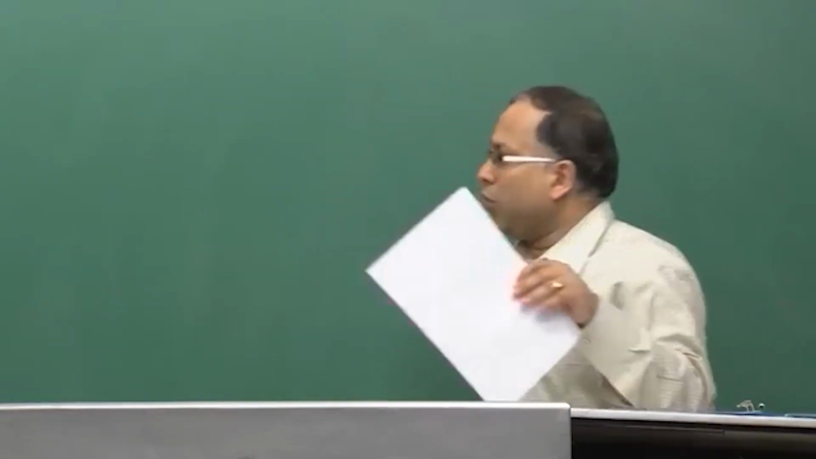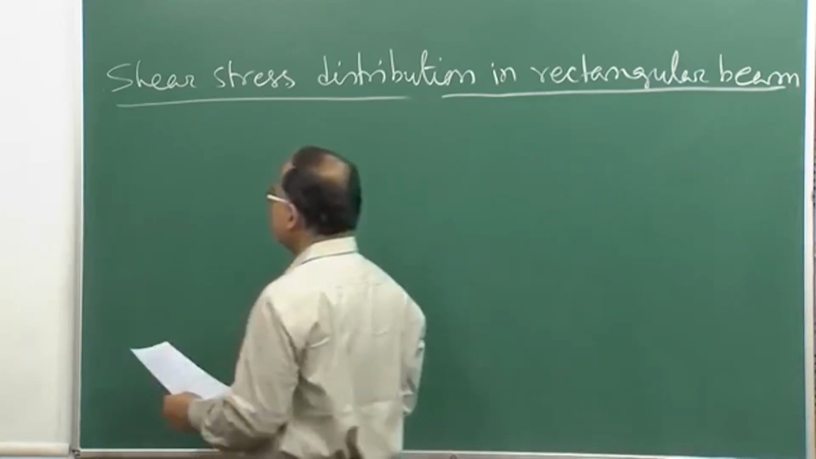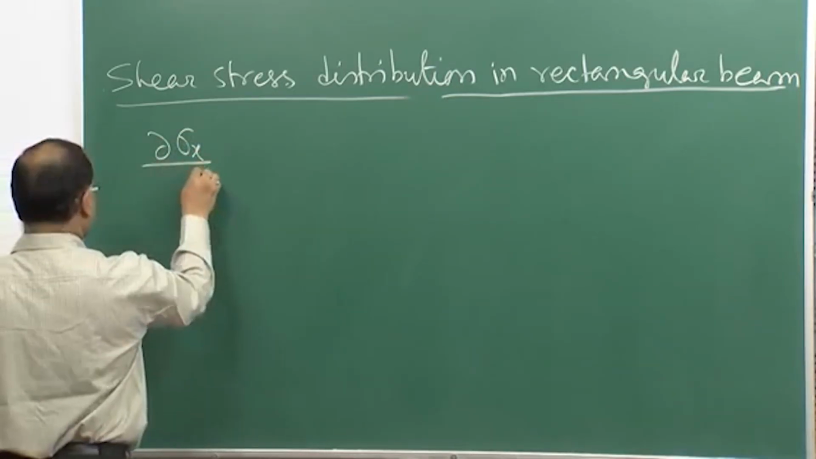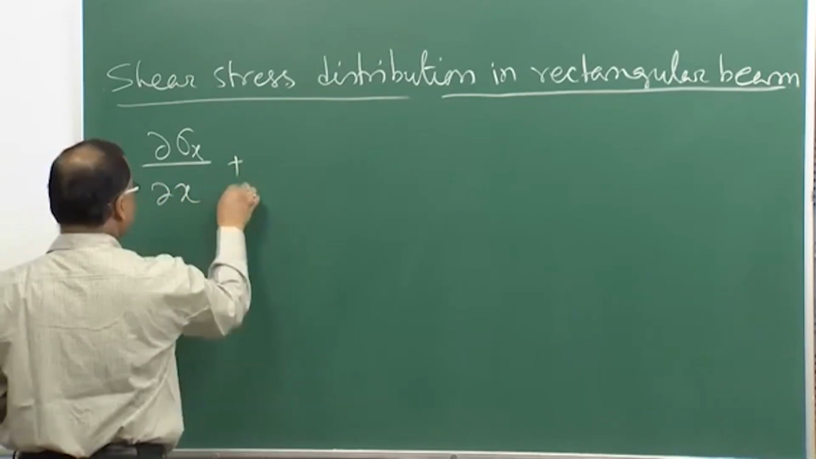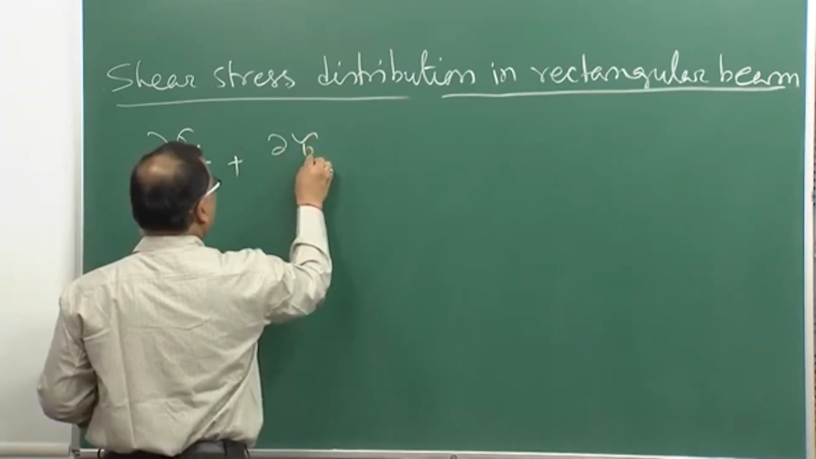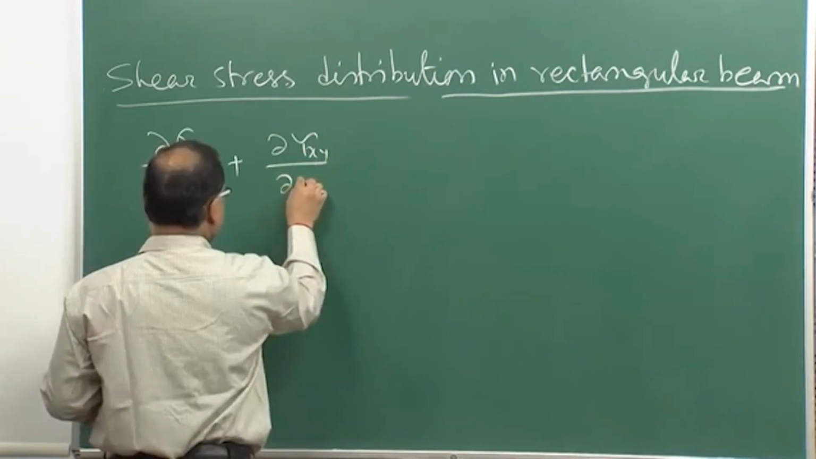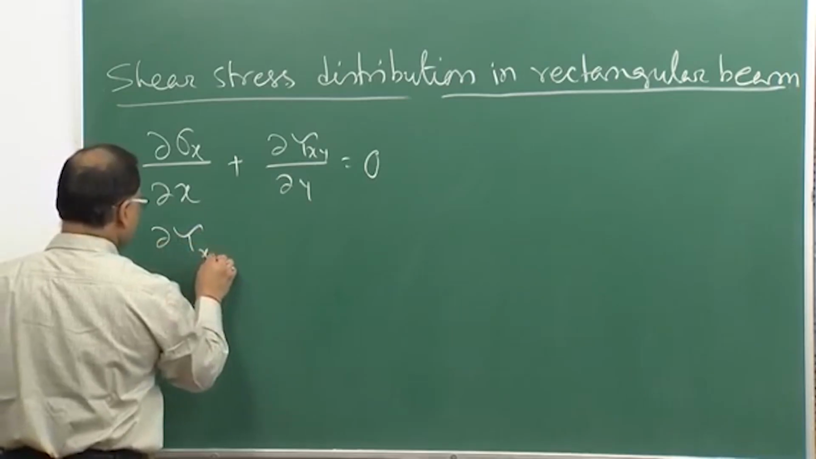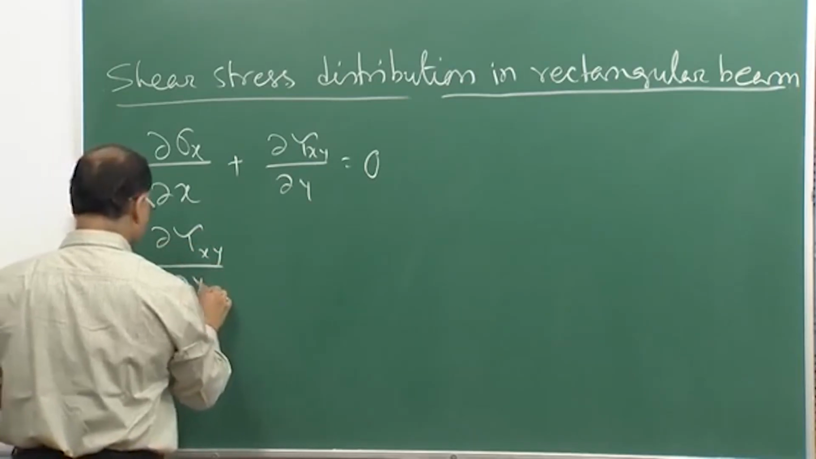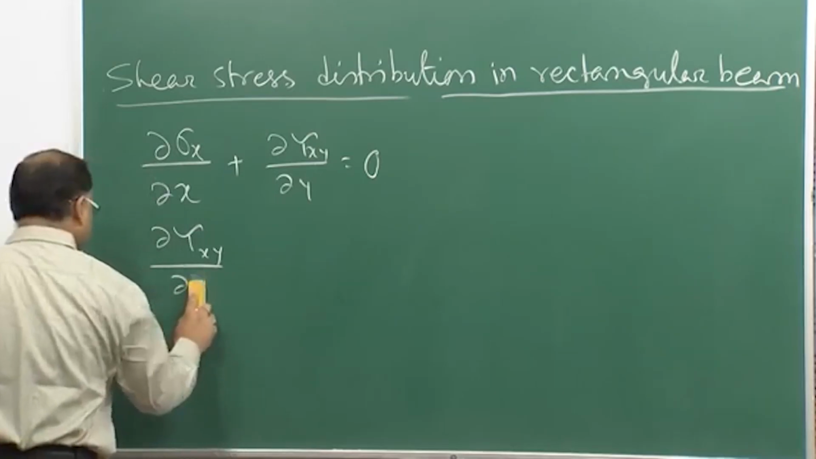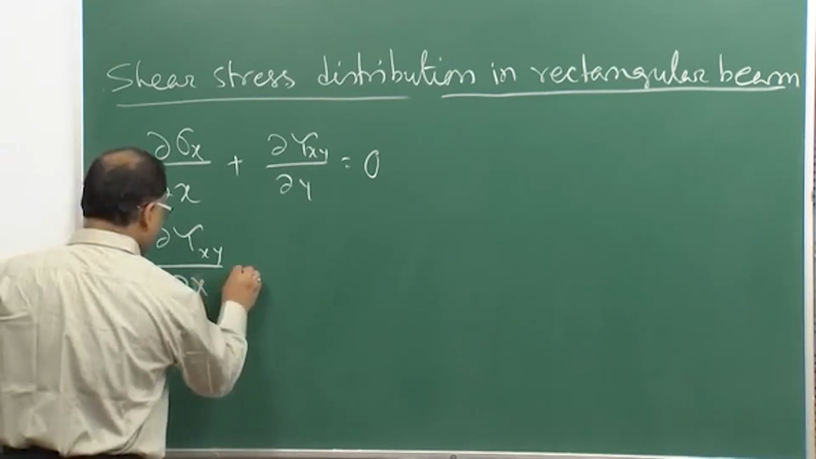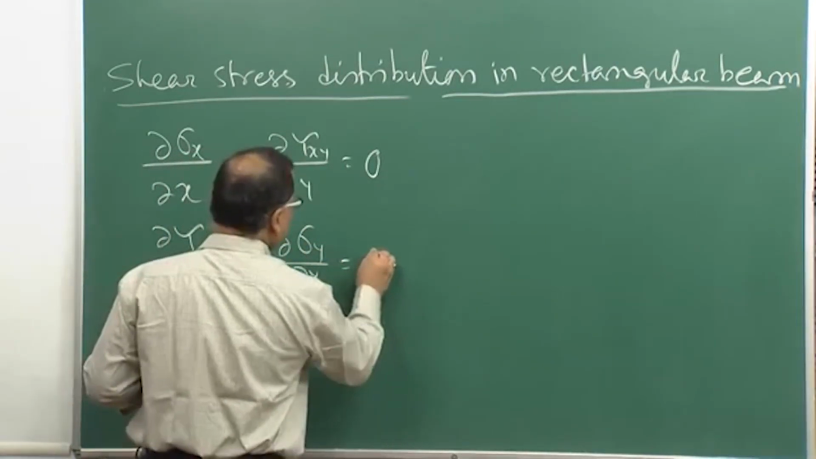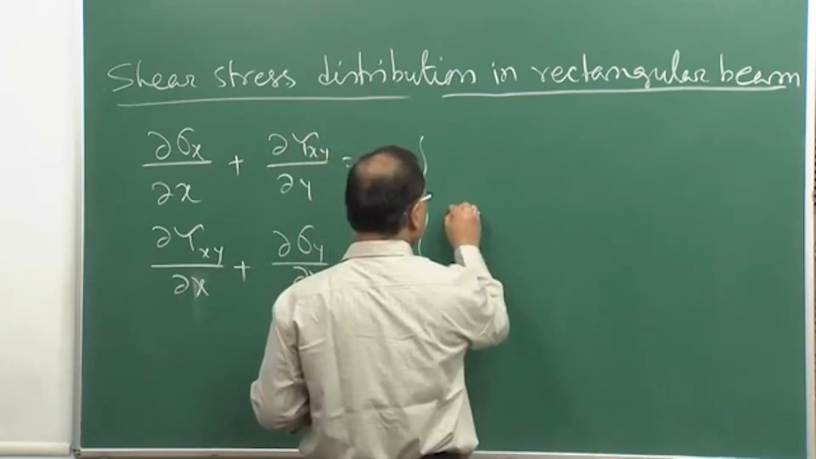Now, already we know from our equilibrium condition that del sigma x by del x plus del tau xy by del y equal to 0, and del tau xy by del x plus del sigma y by del y equal to 0. So, that you know from your equilibrium equation, right.